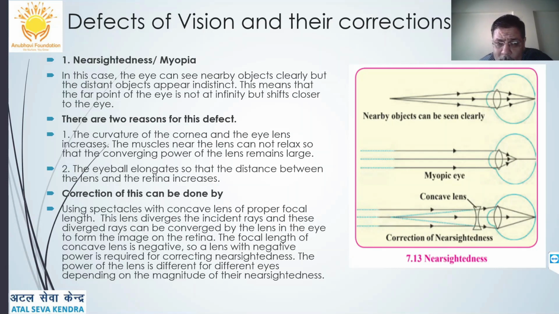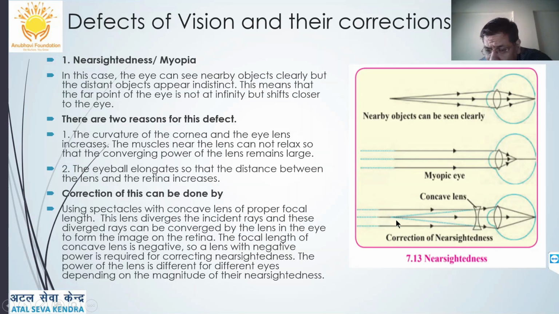There are two reasons for that defect. You should know the answer in this format only: nearsightedness, what it is, and two reasons for it. The curvature of the cornea and the eye lens increases. The muscles attached to the lens cannot relax, so the converging power of the lens remains large. Or the eyeball elongates so that the distance between the lens and the retina increases. So the image is formed in front of the retina.